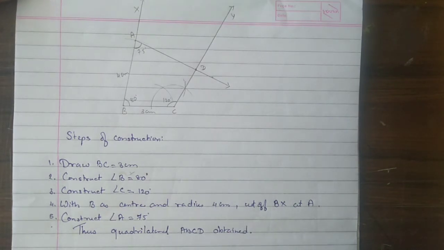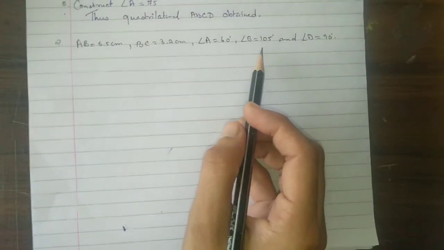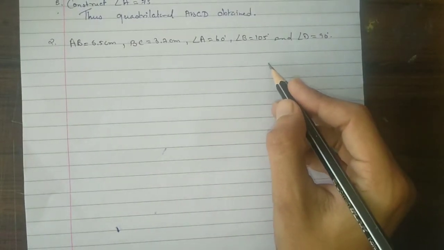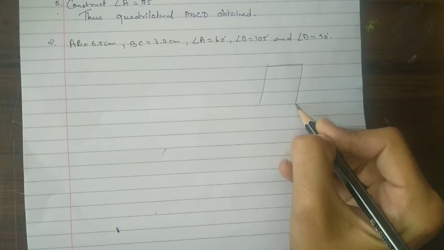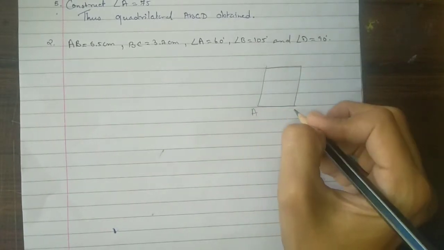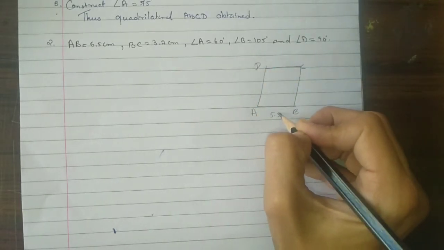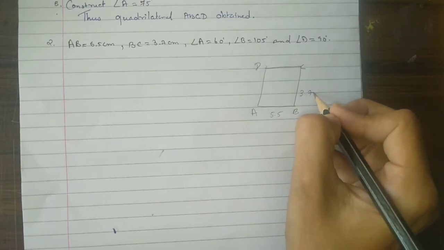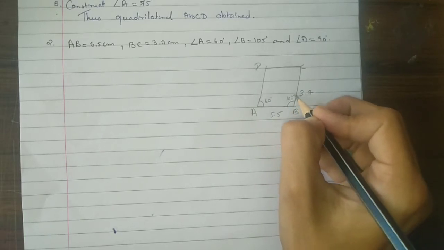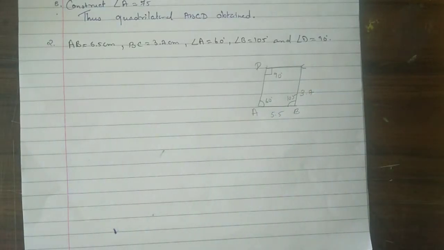Now let us do the second one. Here we had given AB, BC, angle A, angle B and angle D. So first we will construct a rough construction. So that is quadrilateral A, B, C, D. AB is 5.5, BC is 3.7, angle A is 60 degrees, angle B is 105 degrees and angle D is 90 degrees. This we have to construct.